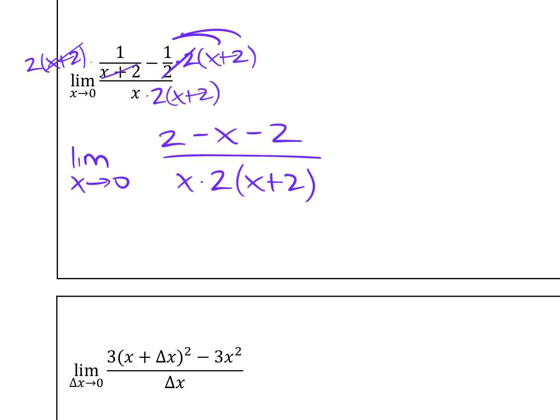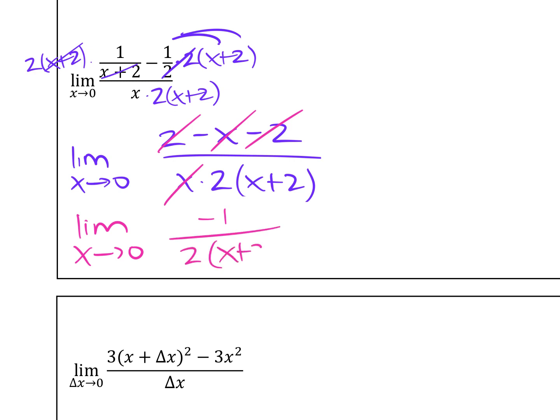So what will cancel next? First, the 2's. After I've canceled the 2's, then what am I allowed to cancel? The x's. But that leaves me what on top? A negative 1. So I have a negative 1 over a 2 and an x plus 2. If I now plug in 0, what do I get? Negative 1 over 4.